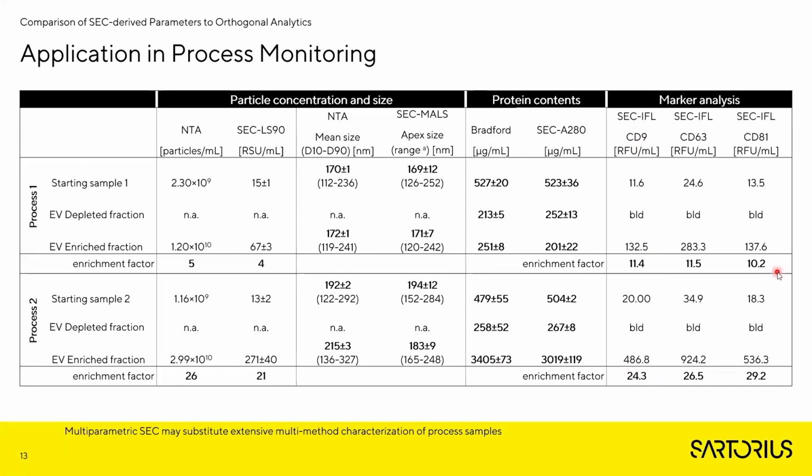So from this perspective, we would come to the same conclusion about the efficiency of the purification process if we use several different methods such as NTA, Bradford, and a separate marker analysis such as ELISA, for example, or if we extract all the information from size exclusion chromatography.